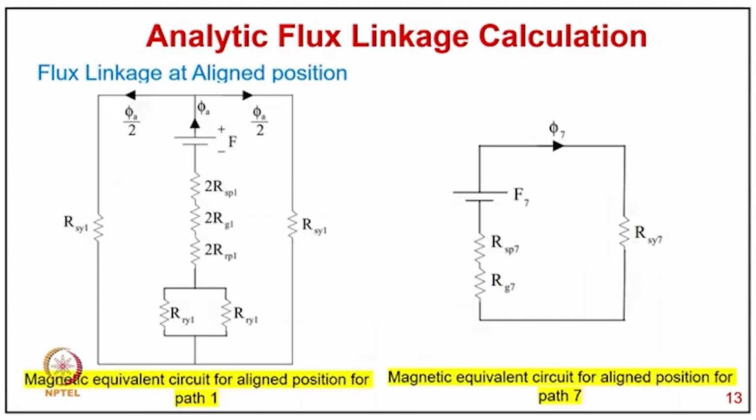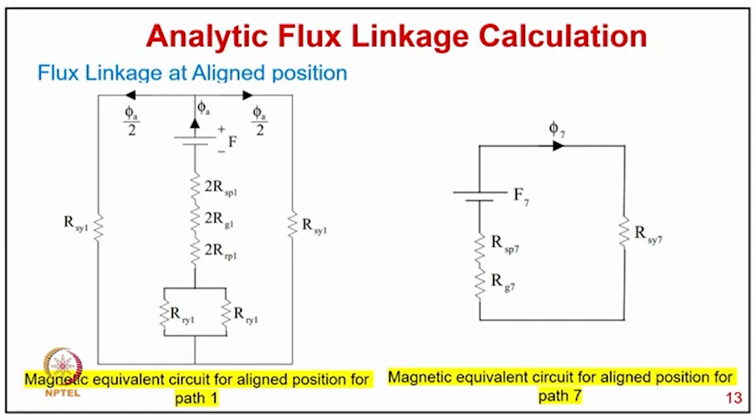And this is a typical example for flux path 1 and 7, given here in the diagram with the typically unaligned condition. So the magnetic equivalent circuit for the aligned position consists of the reluctance RSY1 typically from both sides, and then you have an MMF followed by 2 times RSP1, then 2 times RG1, then 2 times RP1, and then of course in the two parallel yokes, the MMF.